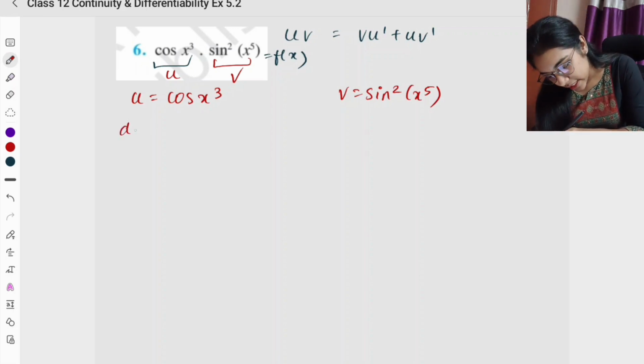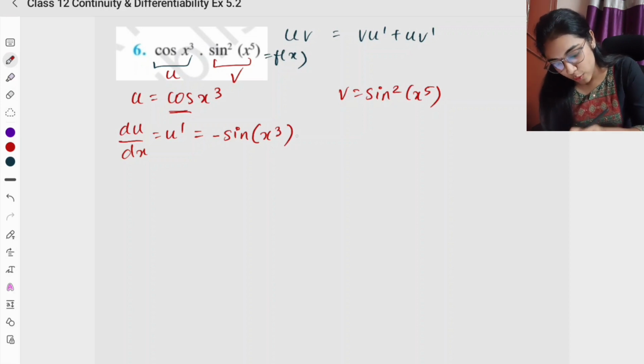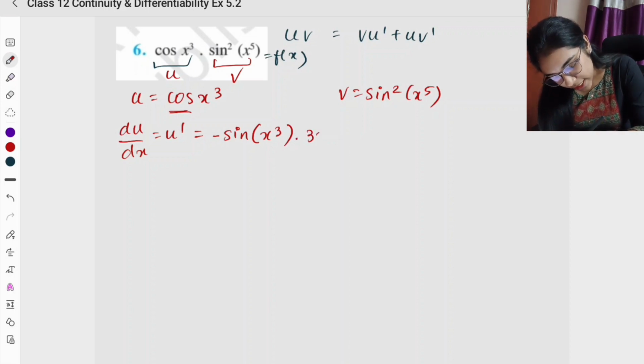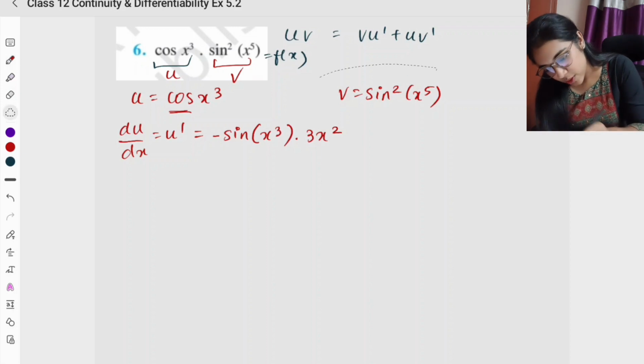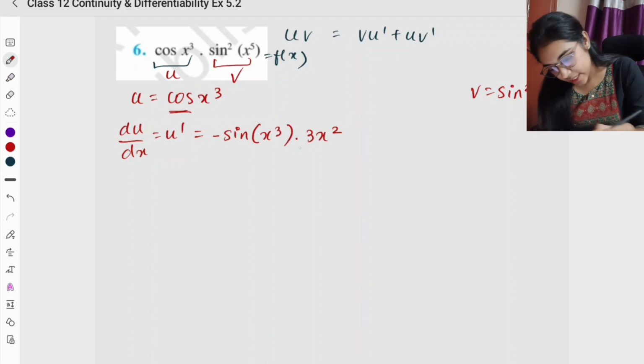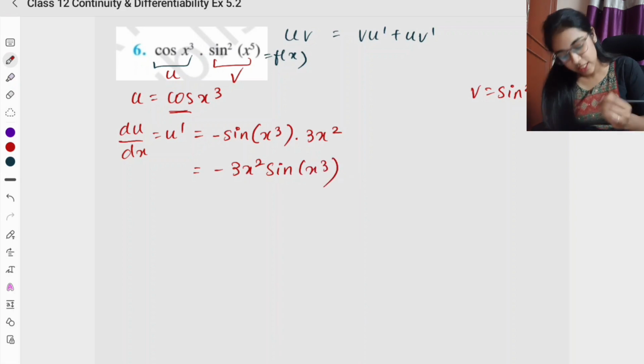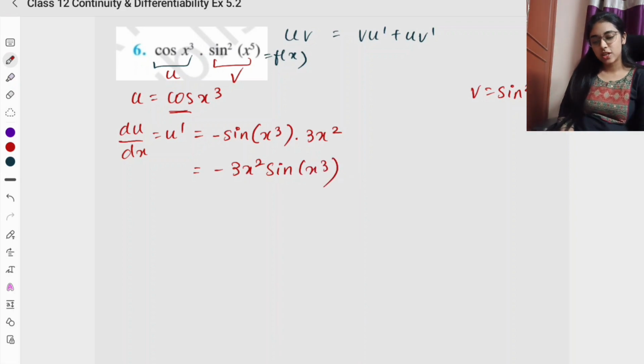So I have du divided by dx, or I can also write this as U dash. So what is my U dash? Cos or the derivative is going to be minus sin of, what is my theta? X cube. I need to find my d by dx of x cube also. So what is d by dx of x cube? Times 3x square. You agree? I'll just move this aside. So I have 3x square. So what is it going to be? Minus 3x square times sin of x cube. So this is my derivative of cos of x cube.